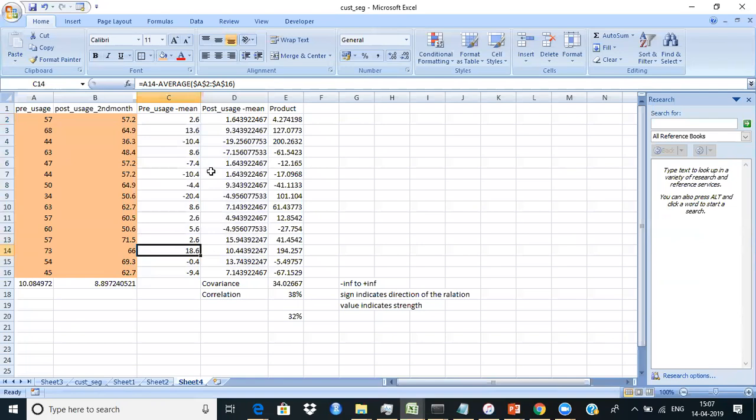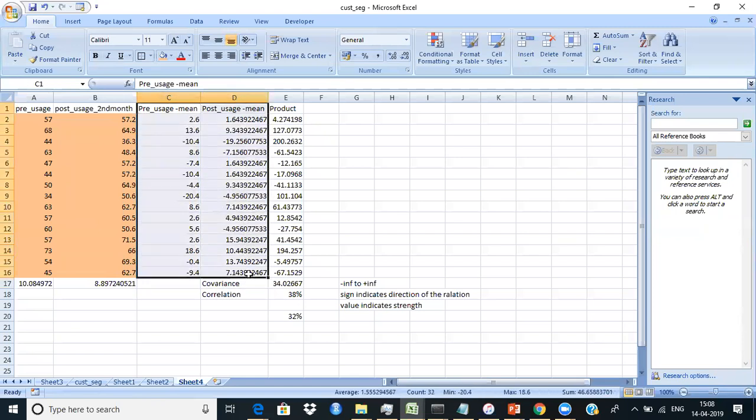Now what I'm saying is, if two variables are positively related, then a low value of pre-usage should indicate a low value of post-usage. Similarly, a high value of pre-usage should indicate a high value of post-usage. So if I multiply these two, the sign should come out to be positive always if two variables are positively correlated. So that's why I multiply them.